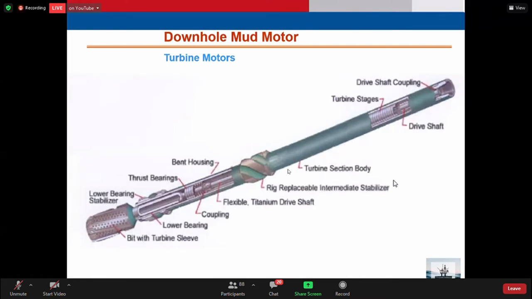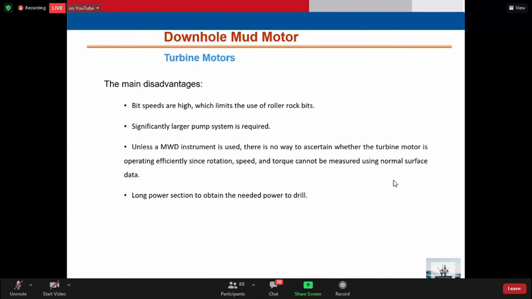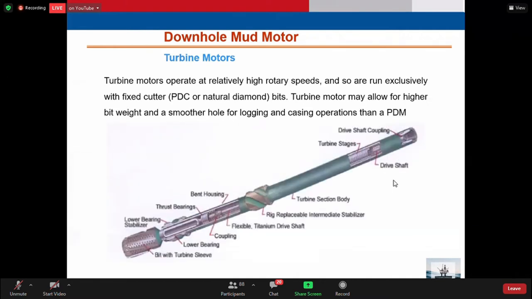That is opposite in a downhole motor, I don't need this long power section, as the turbine motors are composed of multi stages. So if I need more power, I should increase the stages. So as I increase the stages, I require a higher and larger power section. So it is the third or fourth disadvantage of our turbine motors.